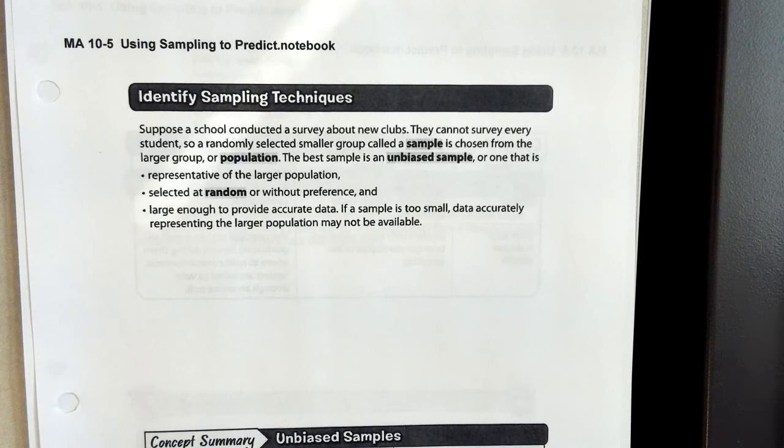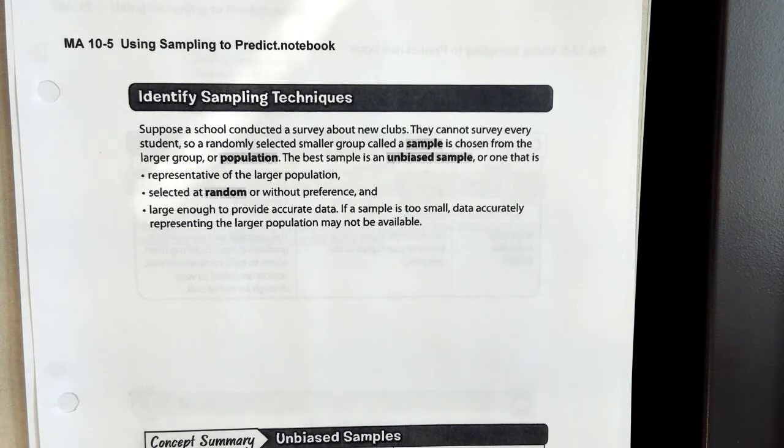So a best sample is an unbiased sample, or one that is, 1, representative of the entire larger population, 2, selected at random or without preference, 3, large enough to provide accurate data. If a sample is too small, data accurately representing the larger population may not be available.